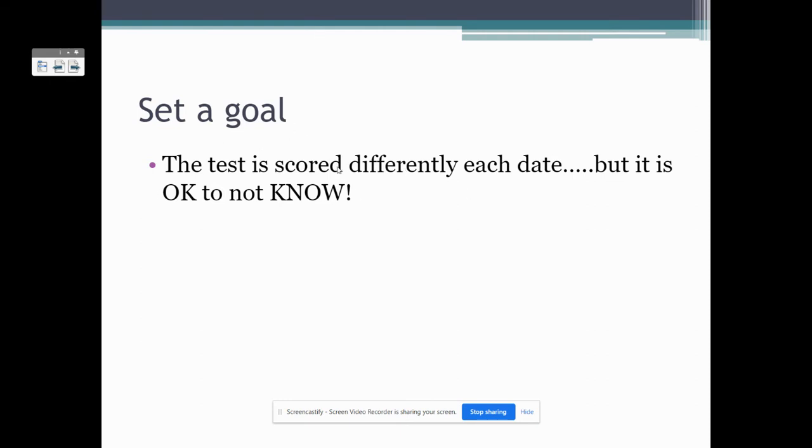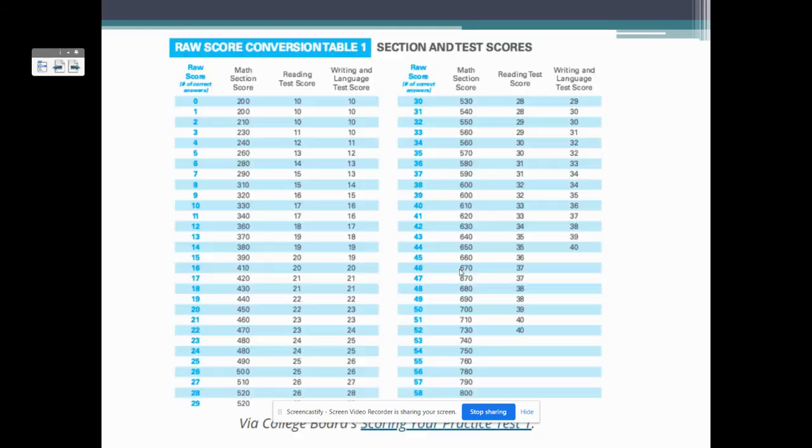Each test day is scored differently. So we're going to have a window for our goal points. But this, to me, is the most important part of the workshop right now we're going to talk about. Okay, so you need to have a goal.